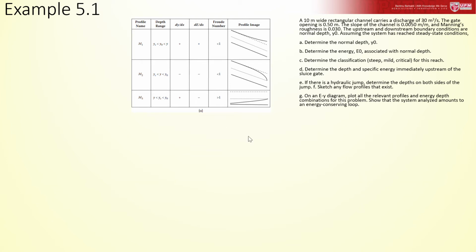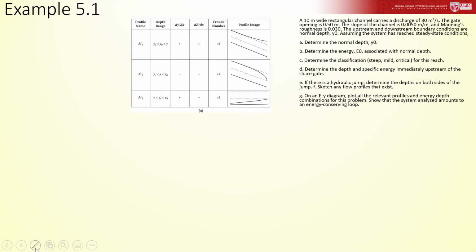Hi students, so now we are still on example 5.1. So we're trying to find, now we are at question F. We want to sketch the flow profiles that exist in the channel. Since you want to know the flow profile, we would like to know whether it's M for mild or whether it's steep, but in this case we will have mild reach. That's why I put this table just for you to understand what I'm talking about.